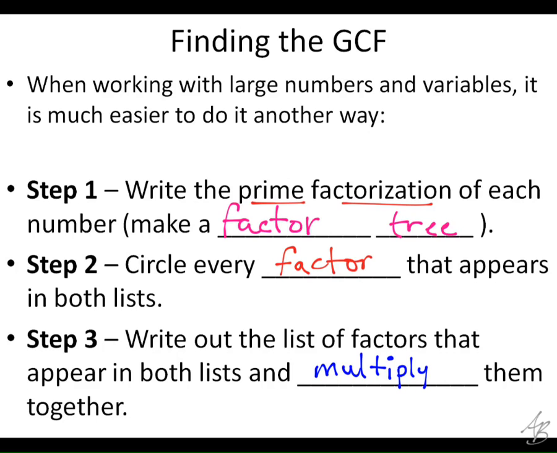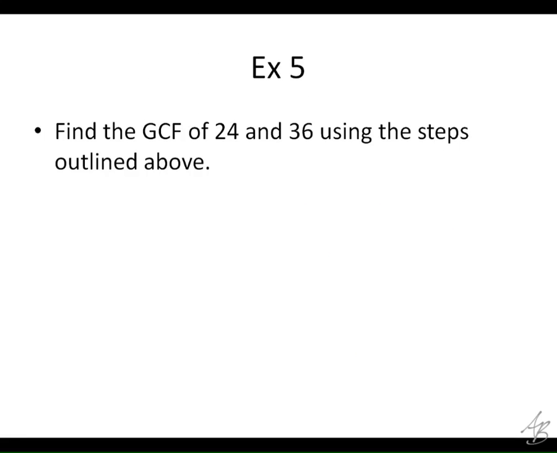Remember, factors are numbers that we multiply together to get another number. So we're going to take that list of factors that are in both lists and multiply those together. That's going to be our GCF. All right, so let's do that with the same numbers that we've been working with, 24 and 36.